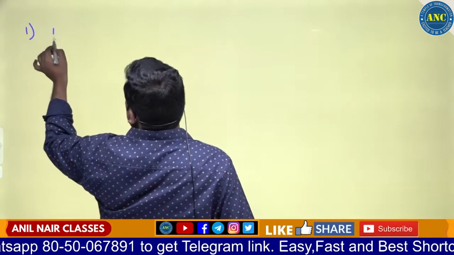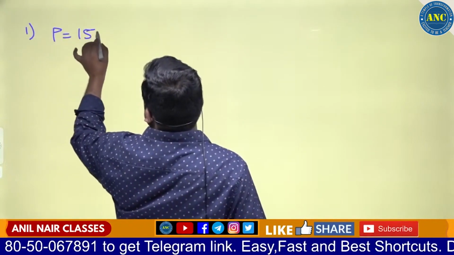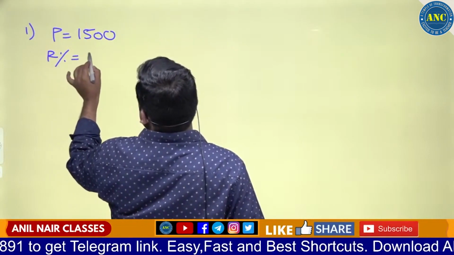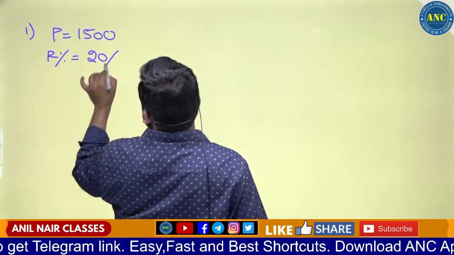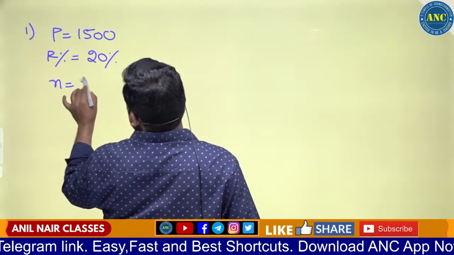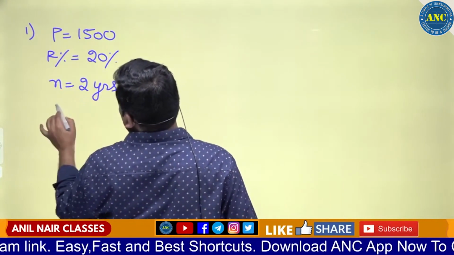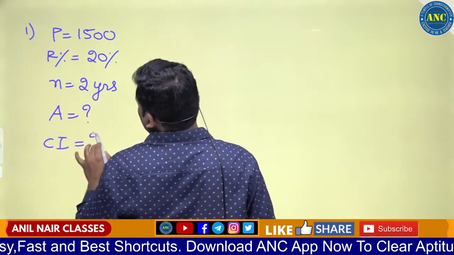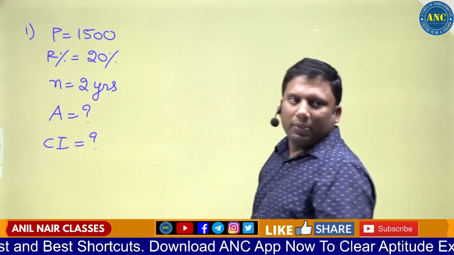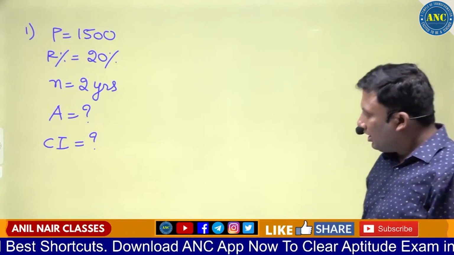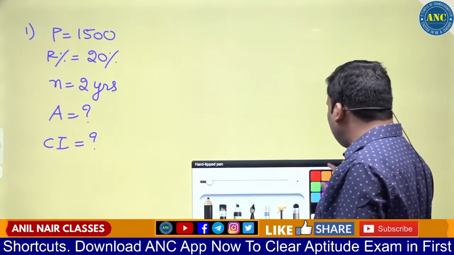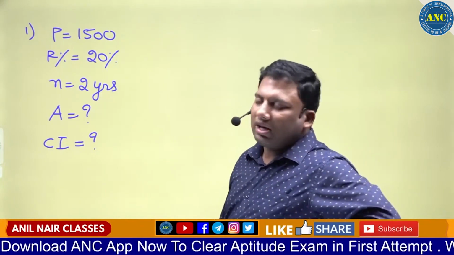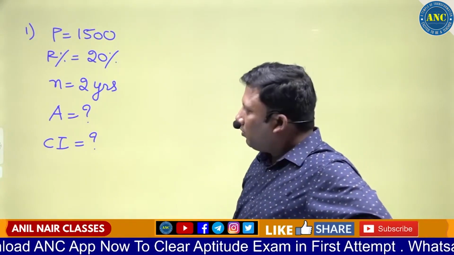First problem. Principal equals 1500, rate percentage equals 20%, N equals 2 years. Amount equals how much? Compound interest equals how much? Principal is 1500, R is 20%, N is 2 years. Amount is how much and compound interest how much?